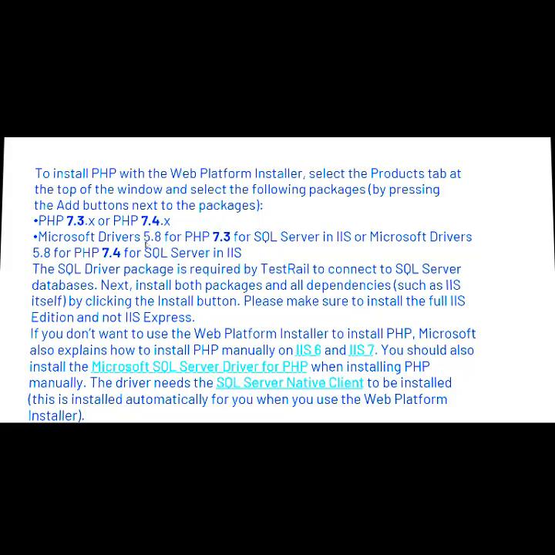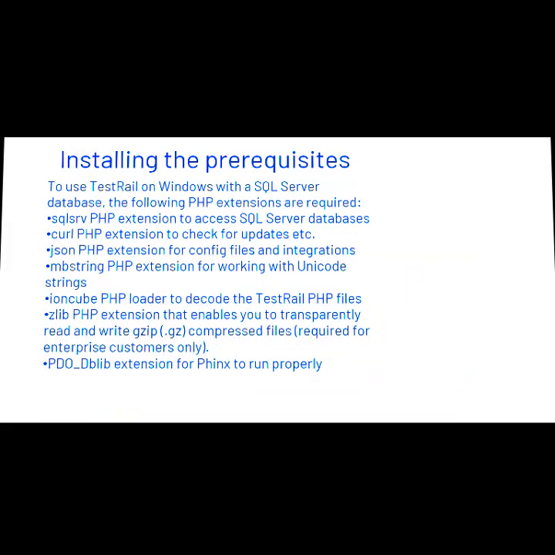We are going to the next slide. So this is installing the prerequisites. You must ensure that you have these things. To use TestRail on Windows with a SQL Server database, the following PHP extensions are required.